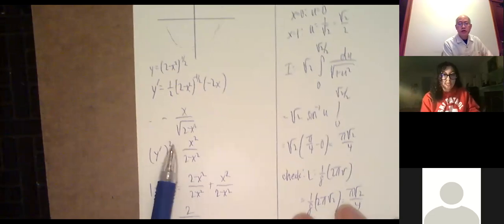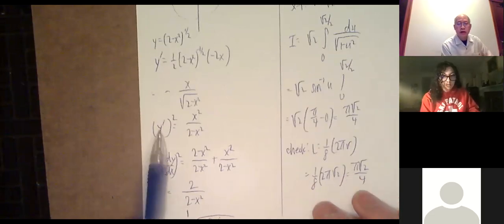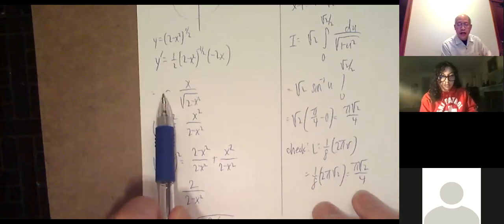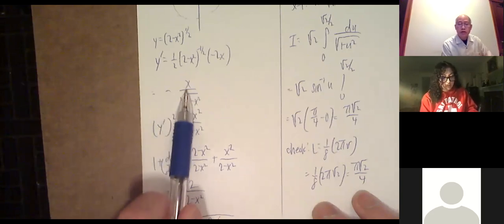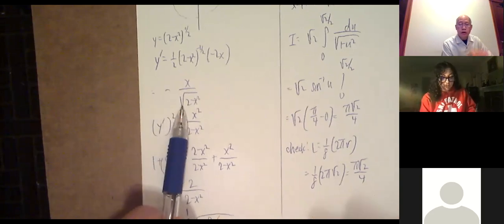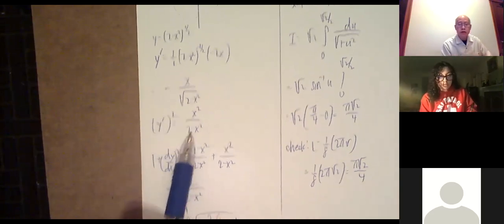All right, I'm supposed to square it. So y prime squared, or dy dx squared. The negative goes away when you square it, right? Negative times negative is positive. When you square the top, you have x squared. When you square the bottom, you just have 2 minus x squared.